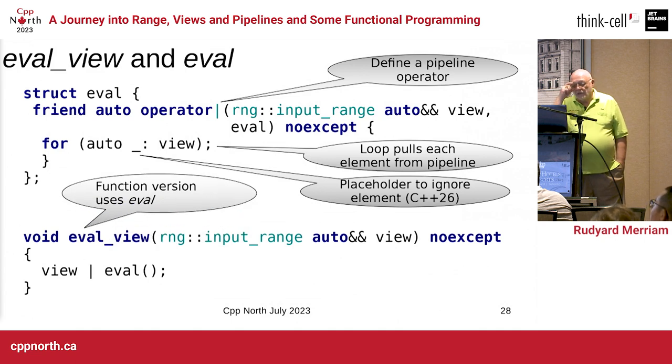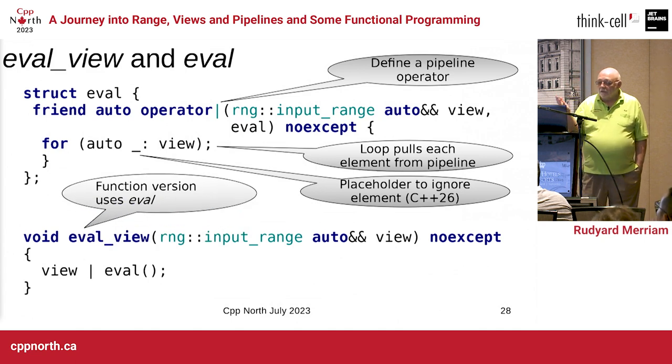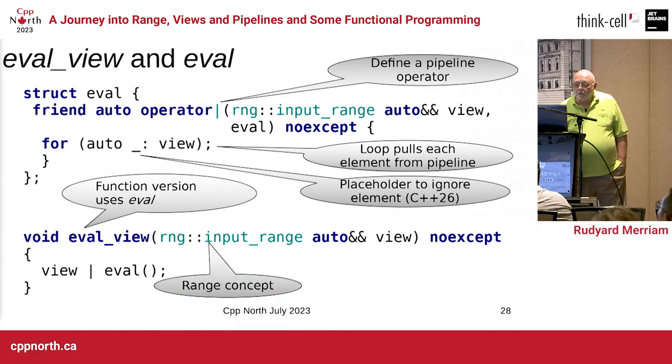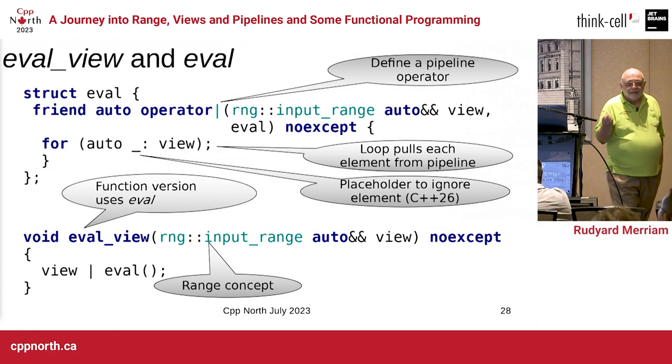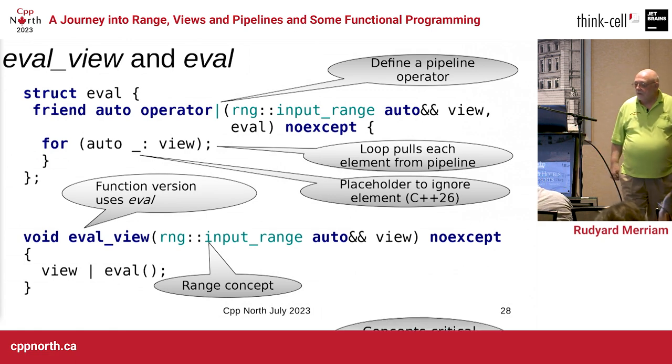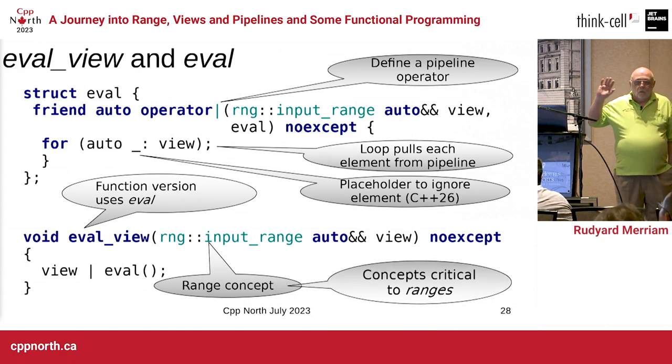And then I created a function which takes the input range, passes it in, uses a pipeline to evaluate it, does everything else, does exactly what we want. Note here, input range. This is a concept. Concepts are a key part of the ranges library. Way too much information to go to even in an hour talk if I had the full thing. But once you get into ranges, you will get into concepts to understand what's happening.